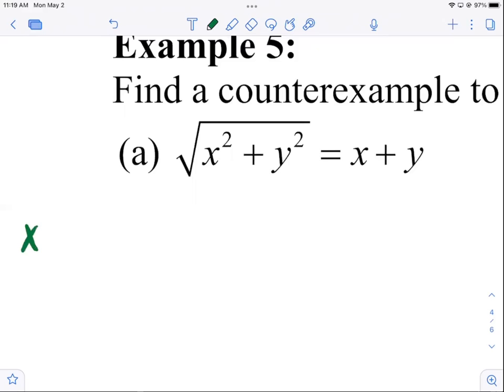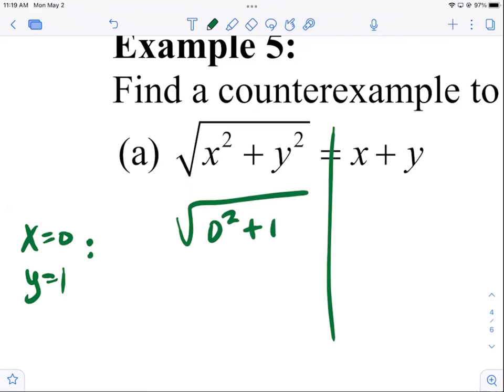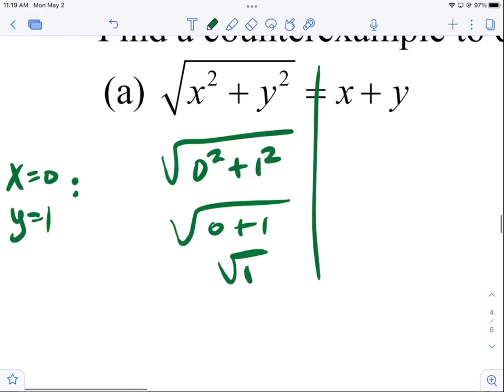So let's try x equals 0 and y equals 1. Let's see what that does. Colon, right? Draw a line down the middle. We get the square root of 0 squared plus 1 squared. That's the square root of 0 plus 1. That's the square root of 1, which is 1.